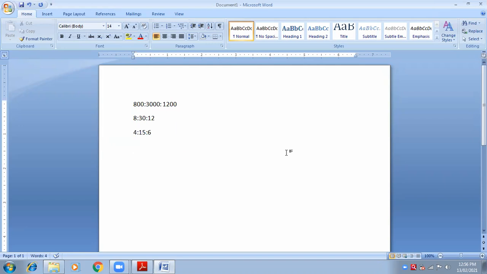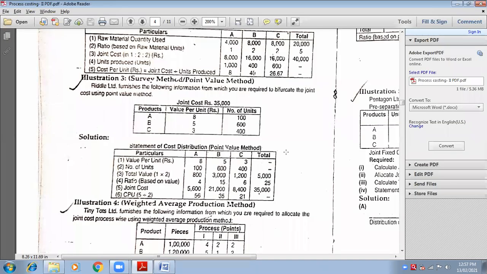4 is to 15 is to 6. That's what I have written in the table. Look at this table. After total value, we have to write ratio based on this value. So 4 is to 15 is to 6 is my ratio for all these three figures.